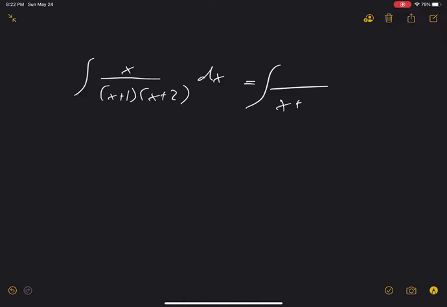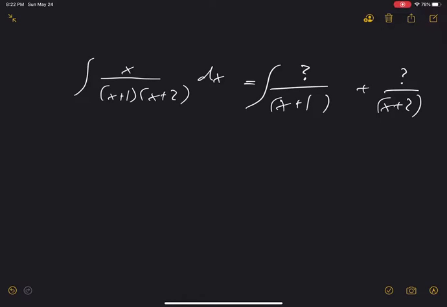There is some depth here. If I have, for instance, a polynomial over a polynomial, and even if I factor the bottom, let's say I have x over x plus 1 times x plus 2, dx. What does this equal? Well, it's going to be something over x plus 1 plus something over x plus 2, but the question is, what are the tops of these fractions?